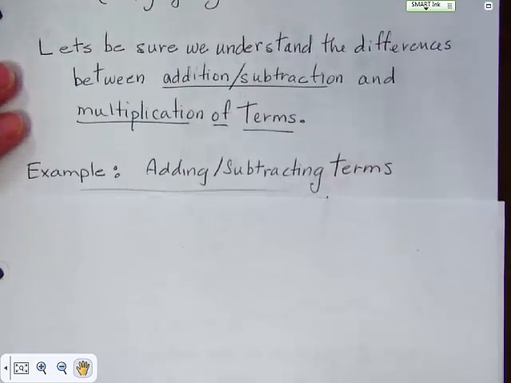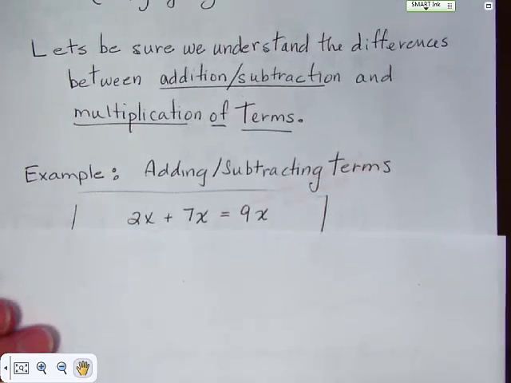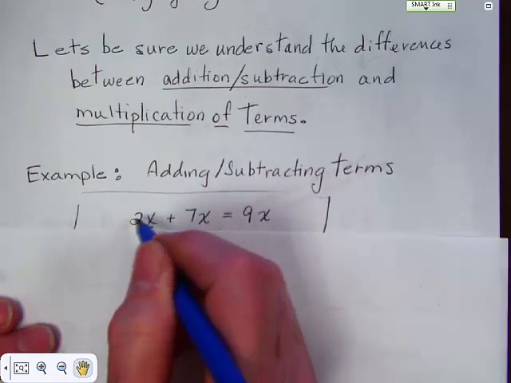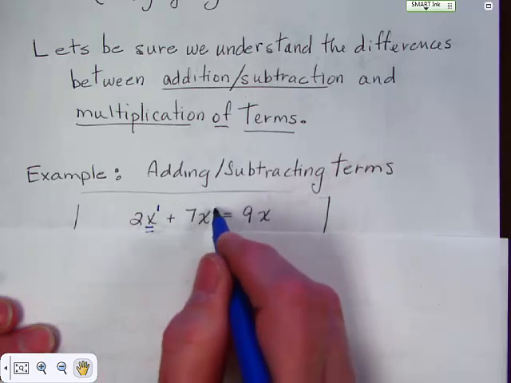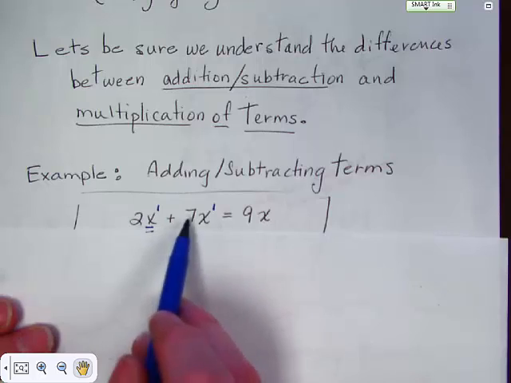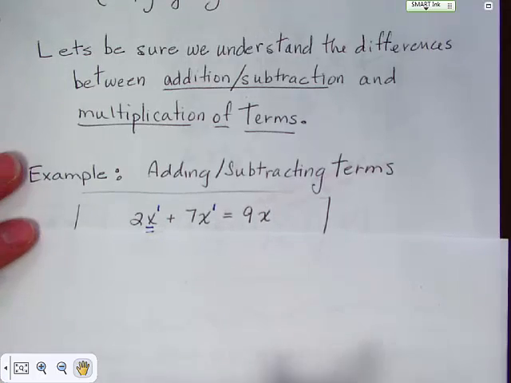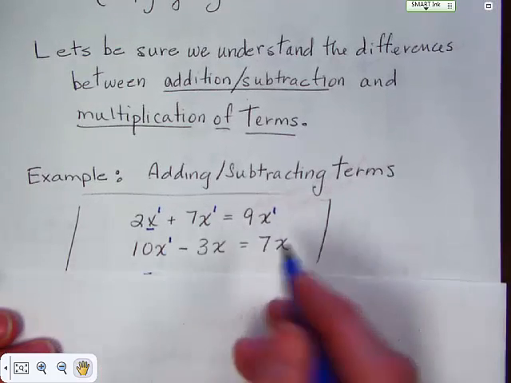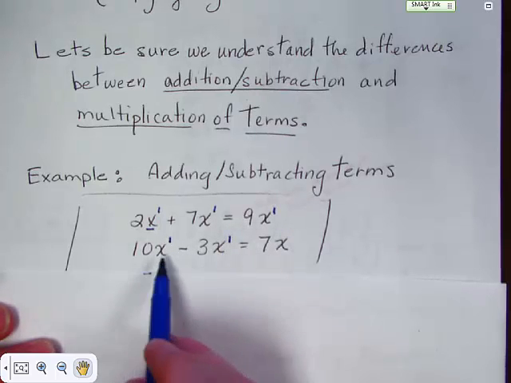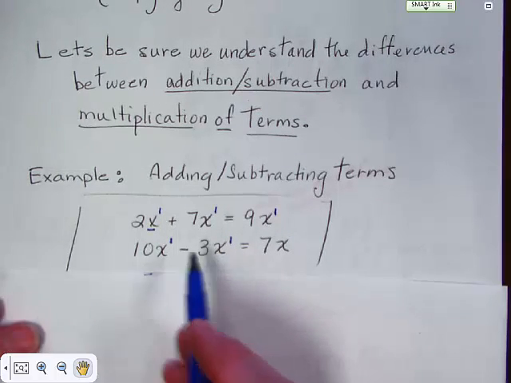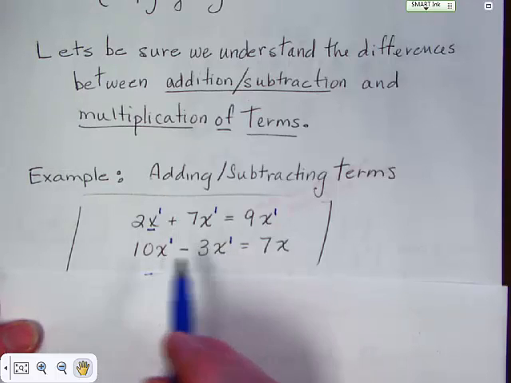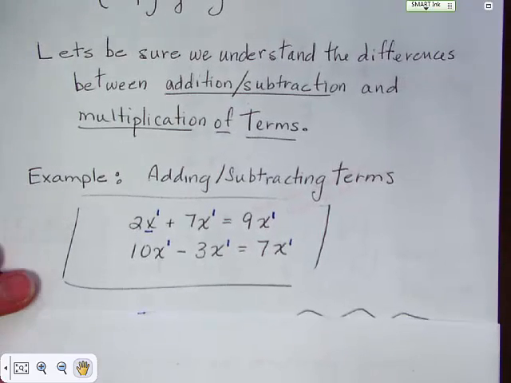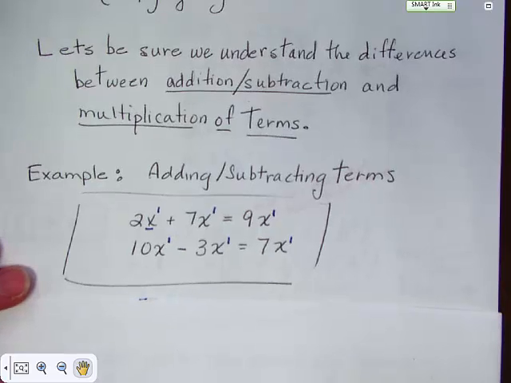If you're going to add or subtract terms, all you worry about is, do they have the same variable to the same power? This happens to be 2x to the first power. This is 7x to the first power. So we can just add 2 and 7 together and we end up with 9x to the first power. Below we have 10x to the first power and 3x to the first power. Same variables, same degree. So we take 10x minus 3x. 10 minus 3 is 7, so we end up with 7x to the first power. And that's basically what you do when you're adding or subtracting terms.